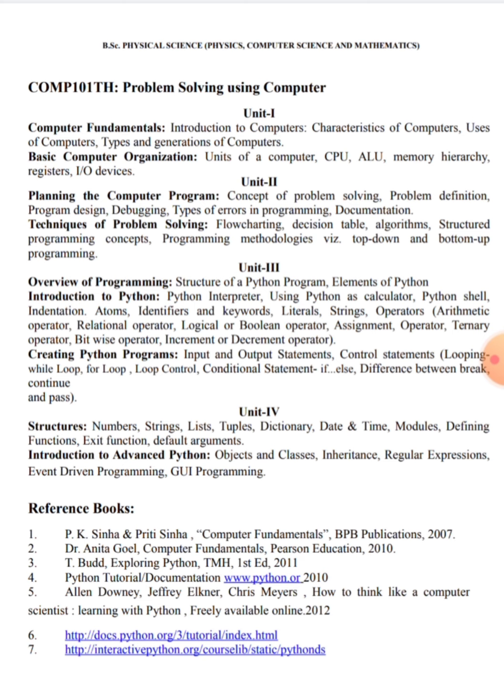The other part is techniques of problem solving, in which we will learn about flowcharting, decision table, algorithm, structured programming concept, and programming methodologies. These are of two types, top down and bottom up programming. So this is from the fundamental hardware and software side.